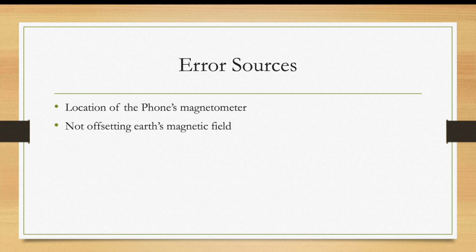And then we saw there were some varying aspects to our experiment, and this is because of multiple error sources. Some of them can be the location of the phone's magnetometer, that I didn't find it correctly, and not completely offsetting Earth's magnetic field. That's the thing where x had to be 0, and maybe that didn't offset Earth's magnetic field enough.